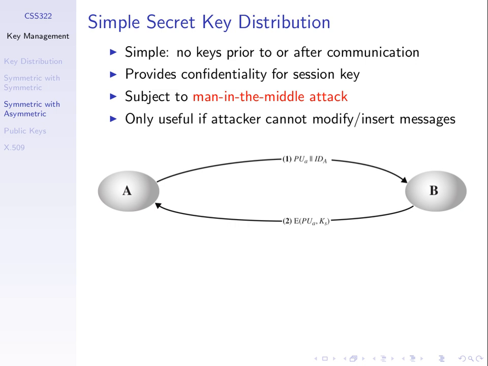It provides confidentiality for the session key. It relies on public key cryptography. This encrypt here, this E, we're using something like RSA. Using the public key of A to encrypt, and if B uses A's public key to encrypt, then only A can decrypt, because only A has the corresponding private key. So only A can decrypt and discover KS. Simple.